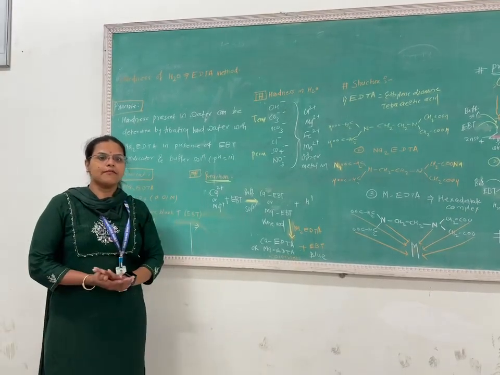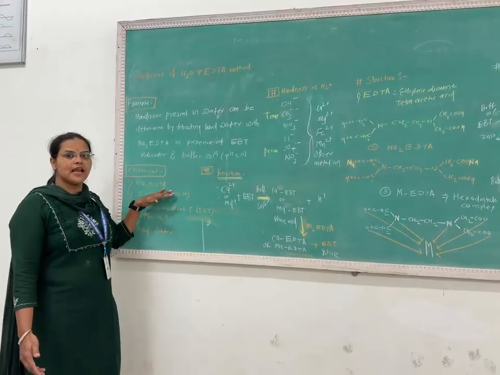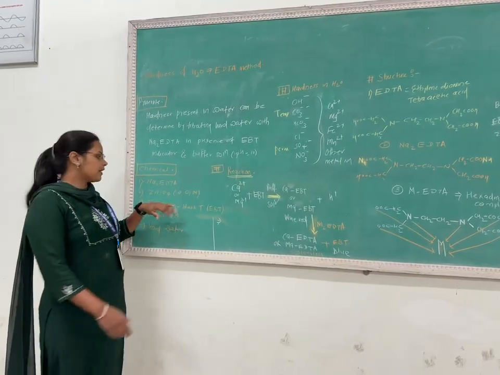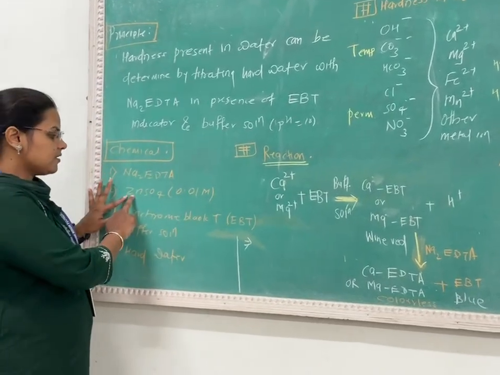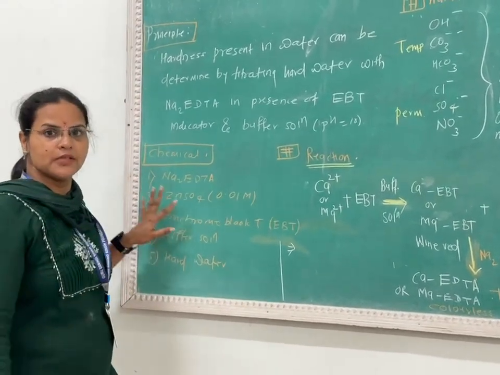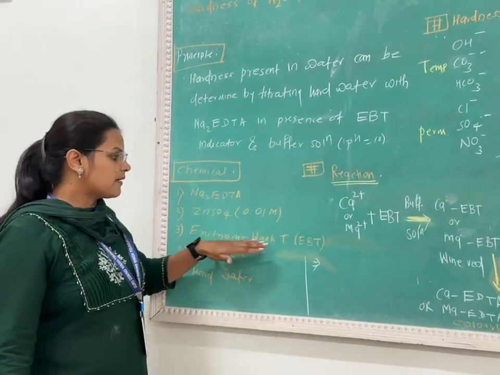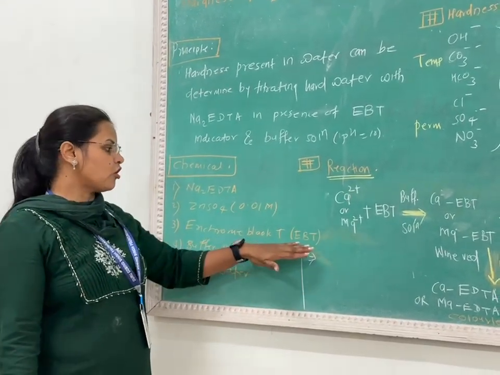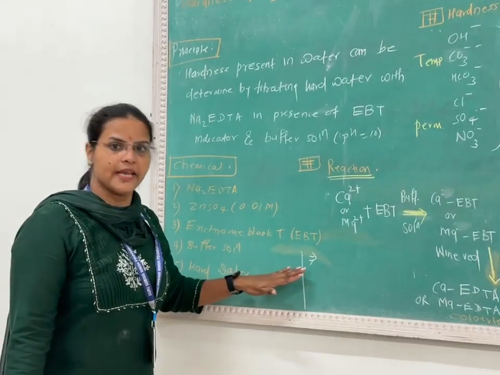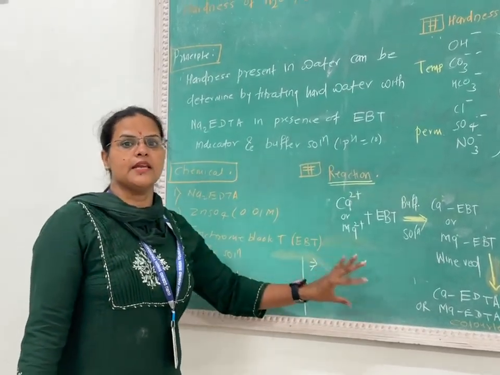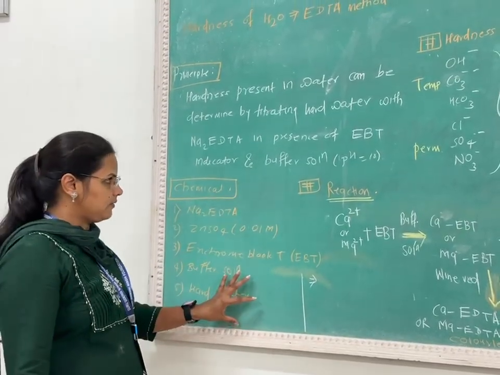What chemicals are required? First, for standardization, we require disodium salt of EDTA. Next, ZnSO4, zinc sulfate solution of 0.01 molar, Eriochrome Black T indicator, which is shortly called EBT, and buffer solution having pH 10, which maintains the pH of the solution. Finally, we require the hard water. So these are the chemicals.